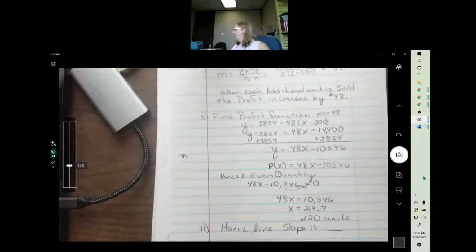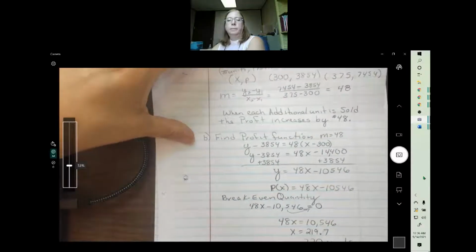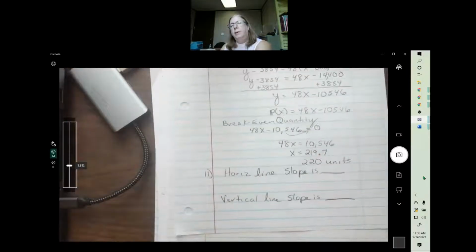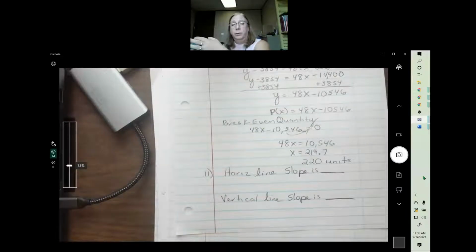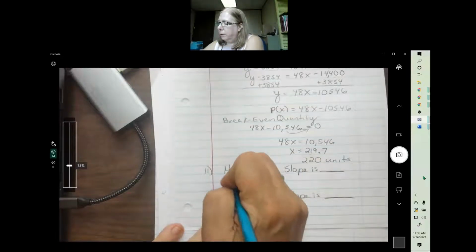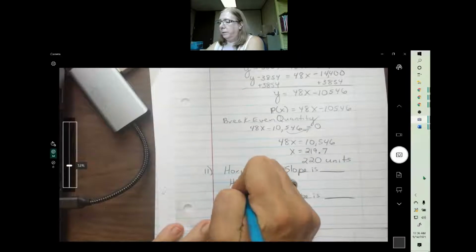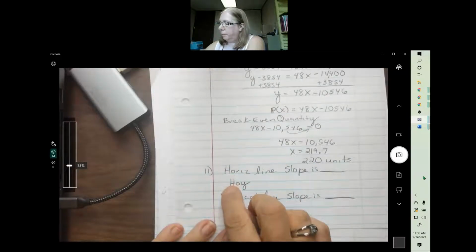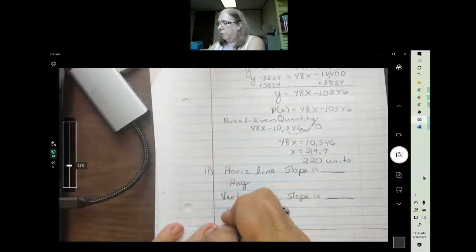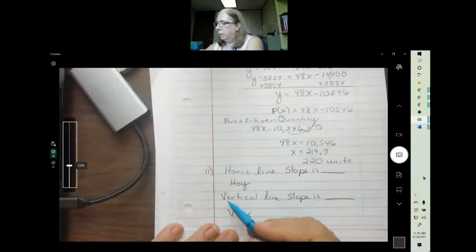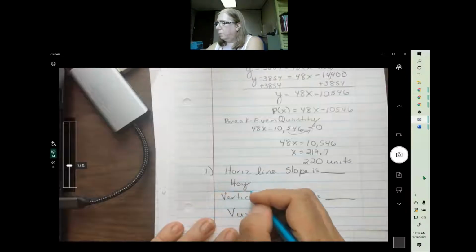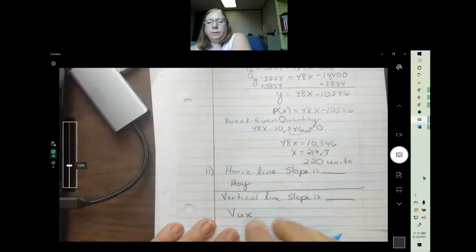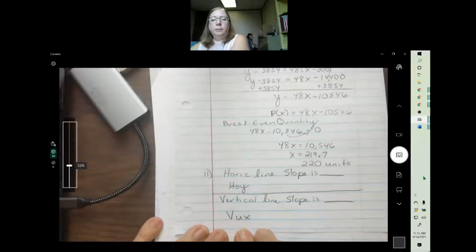Given either one, you need to be able to explain what they mean. And whether you see a drawing of a horizontal line or a vertical line, or they give it this way, you want to think of HOY VUX. I'm putting the HOY here because of the H. And this one goes with vertical because it's a vertical line.